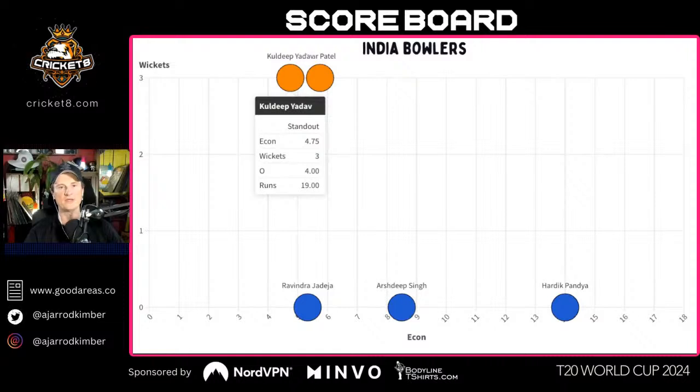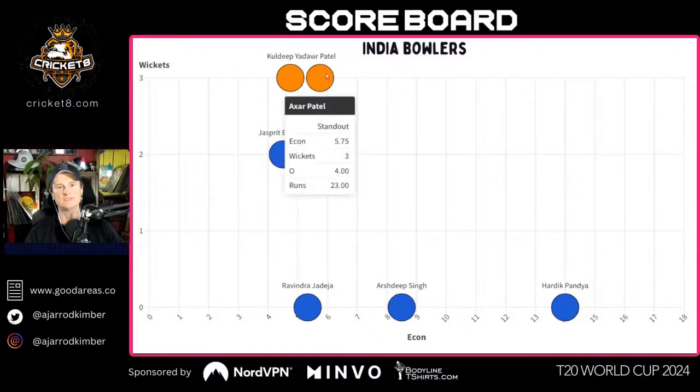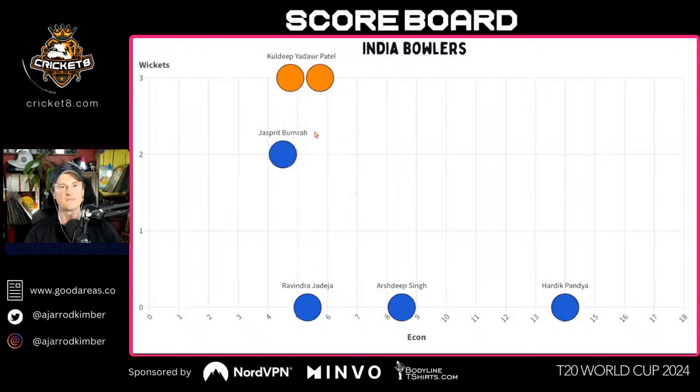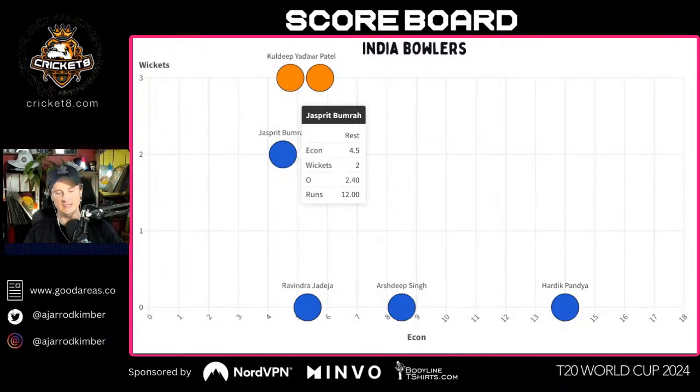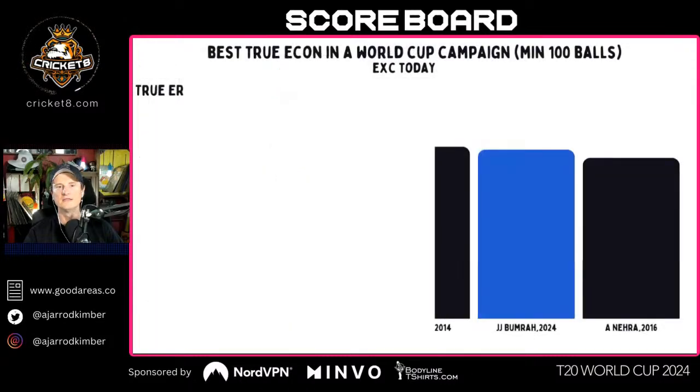Kuldeep Yadav came on when the game was over and bowled beautifully. And Axar Patel is the reason the game was over. And Jasprit Bumrah, after that first over that went for eight runs, although it might have been seven off the bat, was it? It was certainly eight runs anyway. He went for a couple more runs after that.